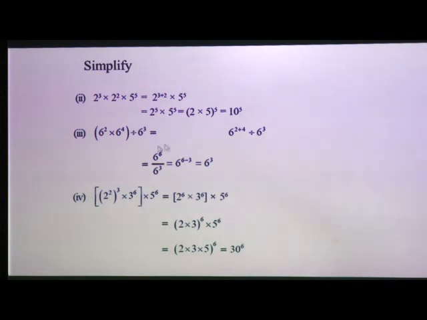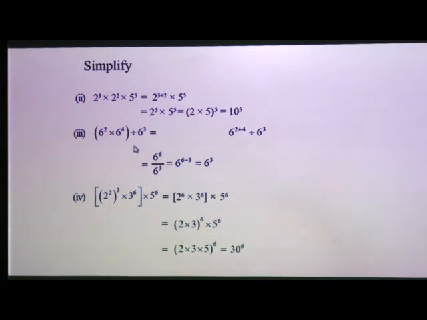Here we are having one more example, that is 6 square into 6 raised to the 4 divided by 6 raised to the power of 3. So, here you can solve this because already it is given in the bracket. So, we have to solve this first. So, what will be this multiplication? You know it is nothing but just we have to add the power. So, it is 2 plus 4 is 6.